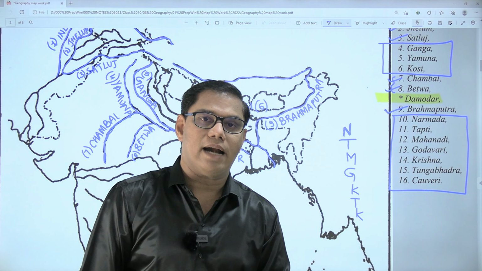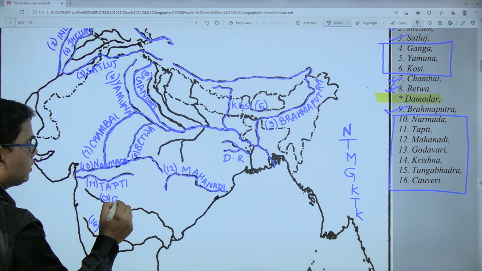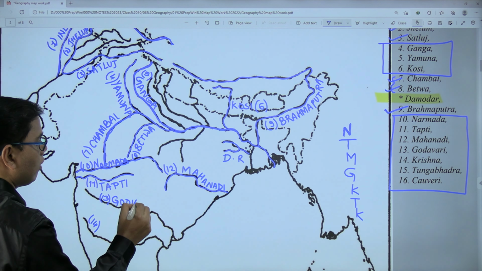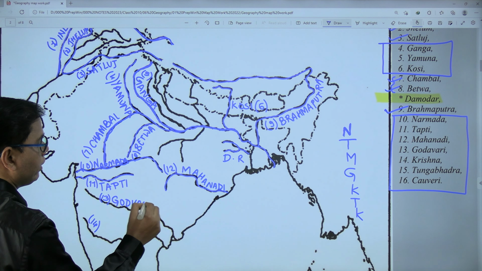Next two are 13 and 14, GK. G stands for Godavari, a big river, and K stands for Krishna. So Godavari River and Krishna River. Now last two. We have covered NTM, Narmada, Tapi, Mahanadi. Parallel to Narmada is Tapi, and right hand side Mahanadi. And below that, two rivers, GK, Godavari and Krishna.